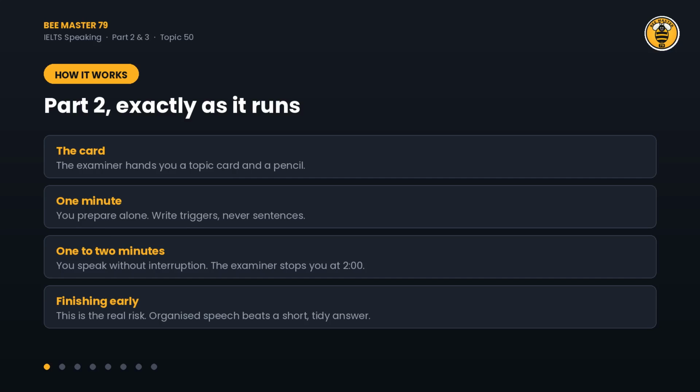Here's how part 2 actually runs. The examiner hands you a card and a pencil. You get 1 minute to prepare, and then you speak for 1 to 2 minutes on your own. The examiner will not interrupt you, and they will stop you at 2 minutes. So your job is to fill the time with organized speech, not to finish early.